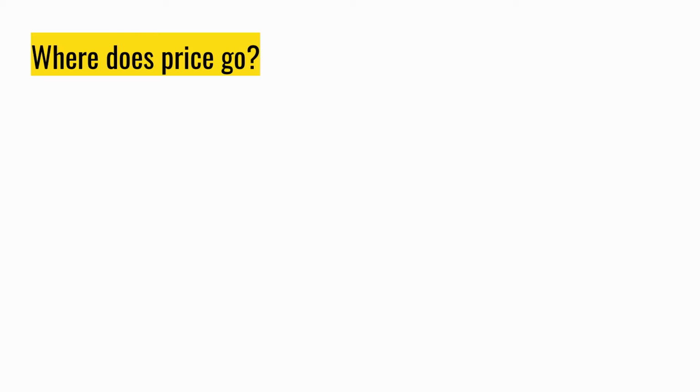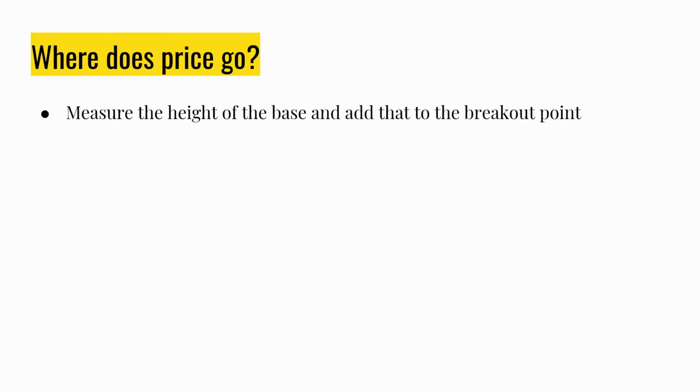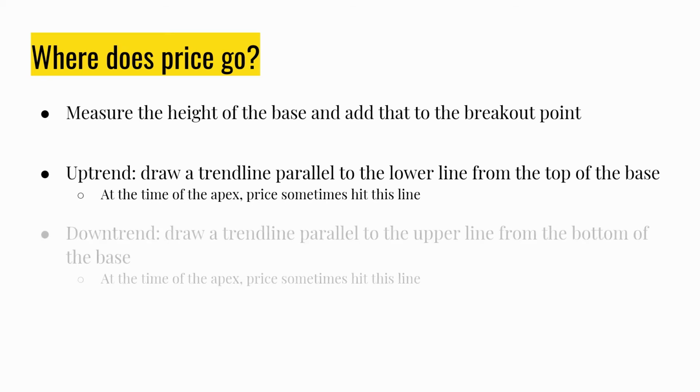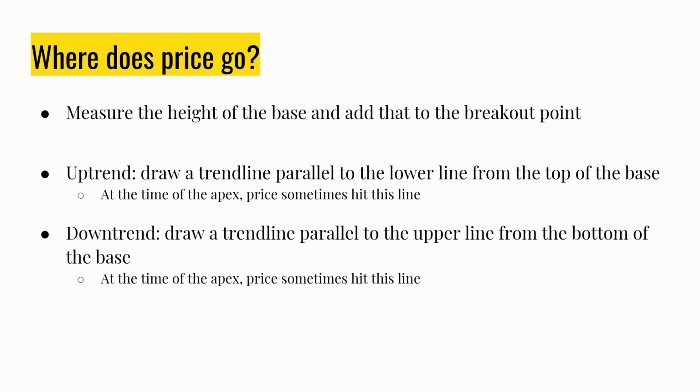Next, let's talk about how to calculate where price will be after a breakout for a symmetrical triangle. These rules can also be applied to other triangles. One way to predict price is to measure the height of the base and add that to the breakout point. The other way is to draw a trend line parallel to the lower line from the top of the base. In a downtrend, you would draw a trend line parallel to the upper line from the bottom of the base.